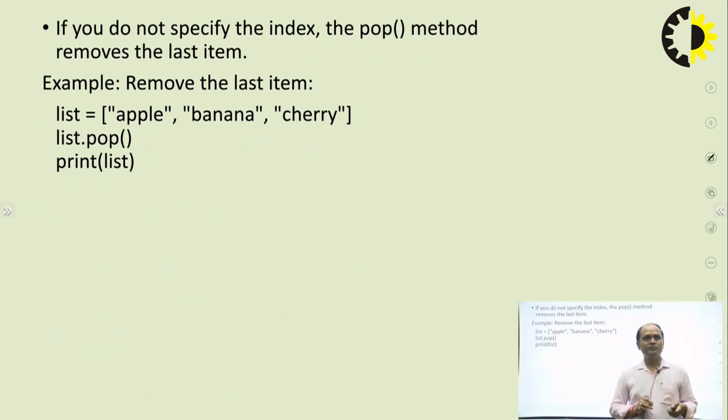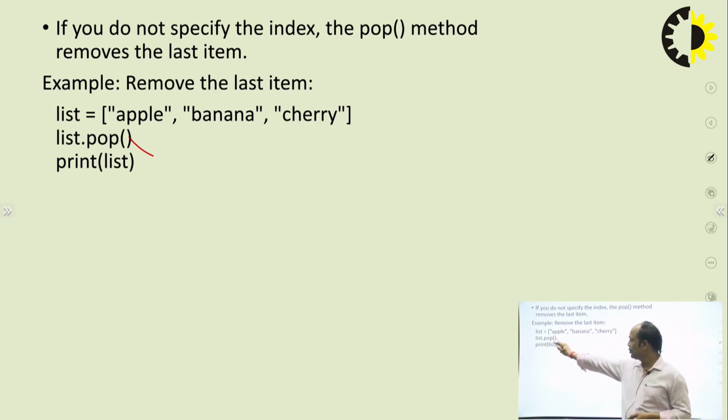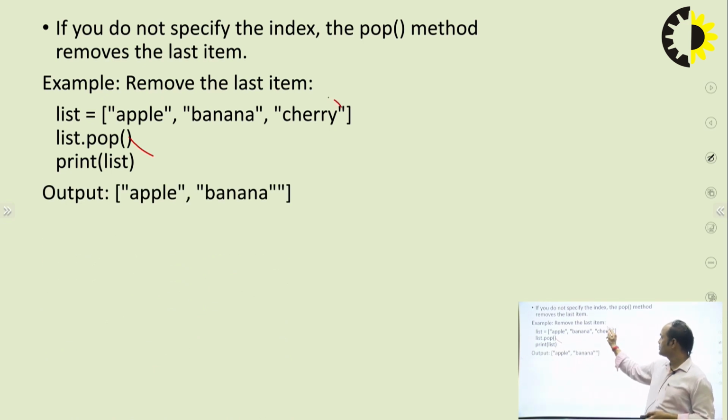If you do not specify the index, the pop method removes from the last. If we do not pass any index value, the list apple, banana and cherry remains, and if we do not pass any index number, then it will pop the last value. It will pop the last value in the particular list.